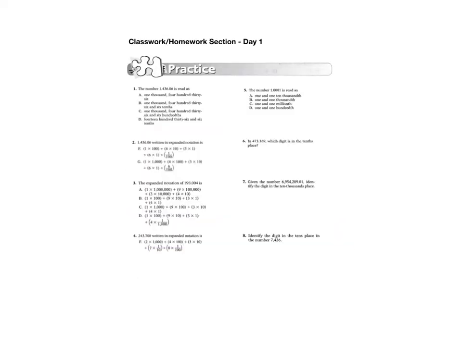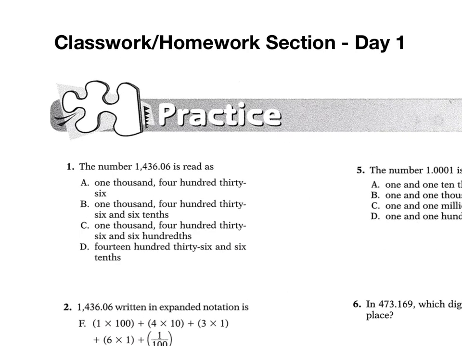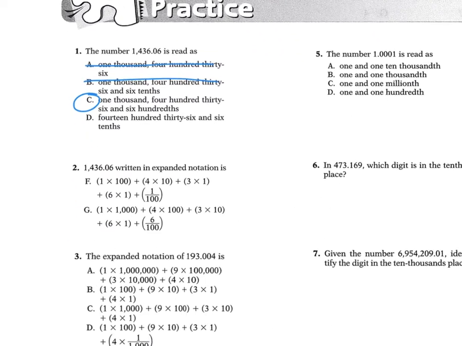Now we move on to our classwork/homework section for day 1. So looking at number 1, we would read this as 1,436 and 6/100ths. So we can cancel out A, cancel out B, and 6/100ths would be C.